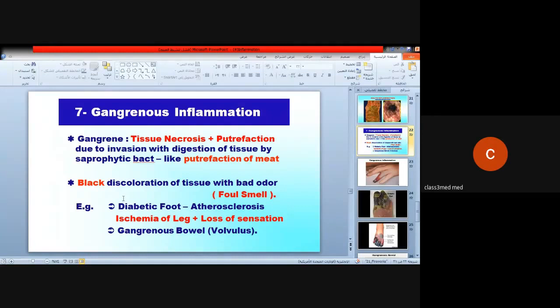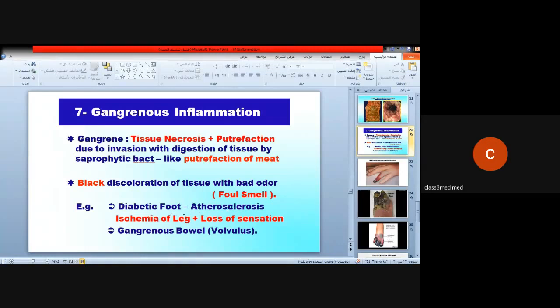The example of gangrene is diabetic foot. What is meant by diabetic foot? The patient with long-term, uncontrolled diabetes will develop atherosclerosis of the blood vessels, especially of the lower leg, with narrowing of the lumen of the blood vessels, causing ischemia of the lower leg.